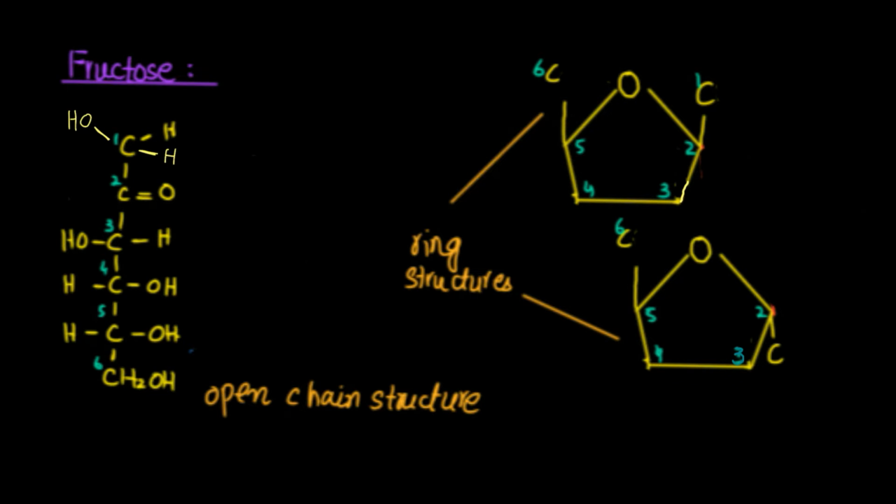Today we will be continuing with biological molecules, monosaccharides. So let's get started. The second monosaccharide that we will study is fructose. Now the main difference between fructose and glucose is that glucose was an aldose sugar, but fructose is a ketose sugar.